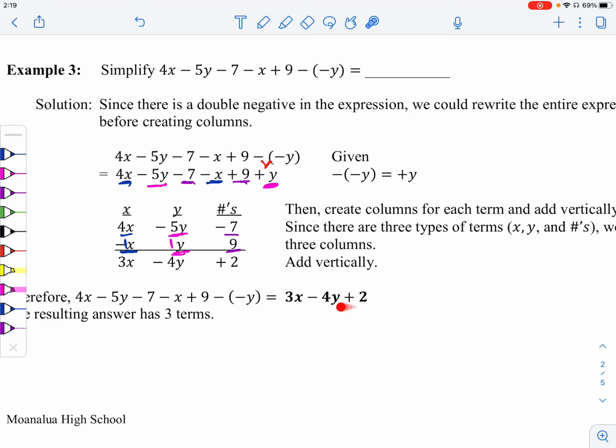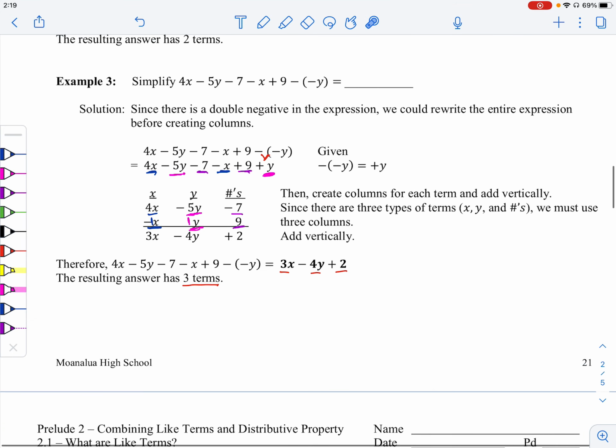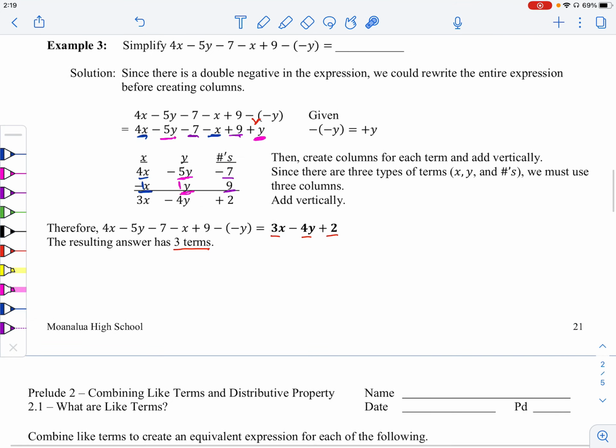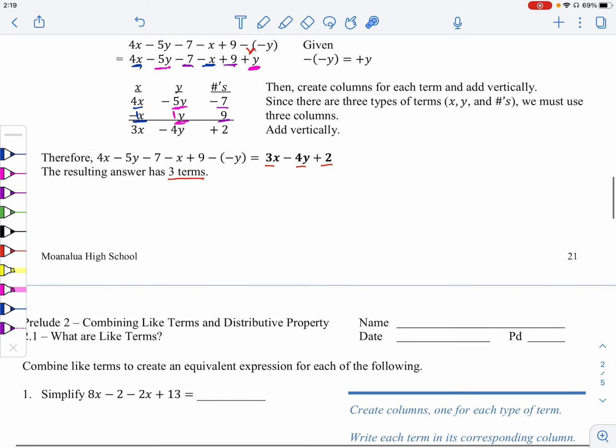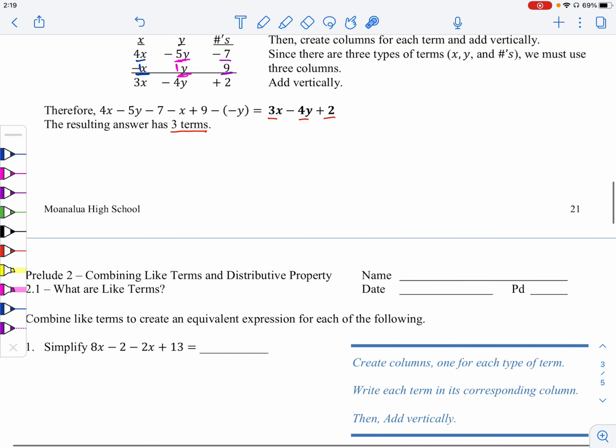Let me write it as our answer. And this one has 3 terms, right? We got 1, 2, 3 different terms. So our resulting answer has 3 terms. Okay, that's good. So how many did we start with? 1, 2, 3, 4, 5, 6. So we started with 6 terms. We simplified it, combined like terms, and got 3 terms at the end. So from 6 to 3 made it a lot simpler. And we organized it, right? How many x's we have, how many y's, and how many numbers.